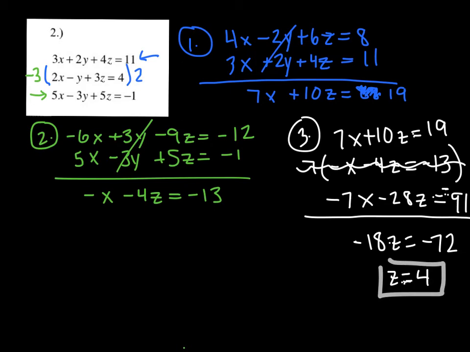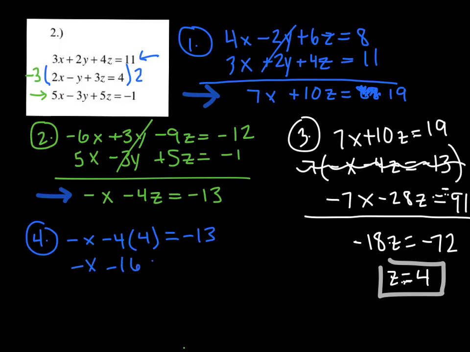So now we need to plug z into one of the 2 equations that we solved for 2 variables. So let's just plug it into that second one. So negative x minus 4 times 4, which we found to be z, equals negative 13. So negative x minus 16 equals negative 13. Add the 16 over, get negative x equals 3. So positive x will equal negative 3.